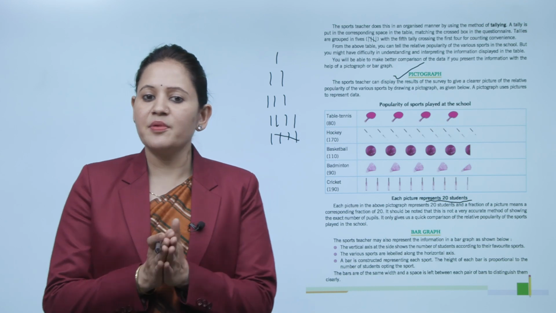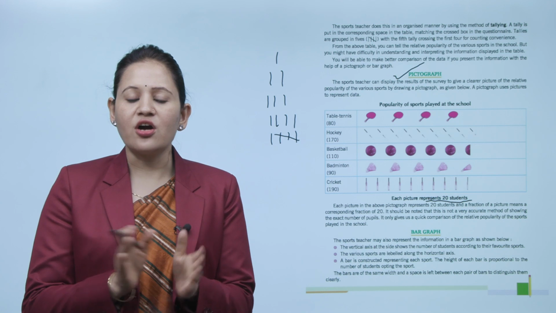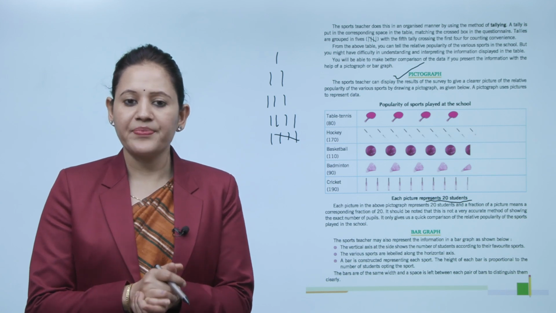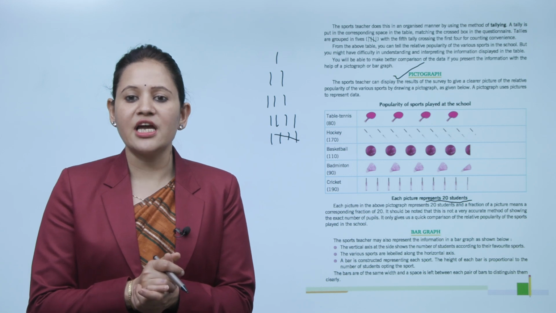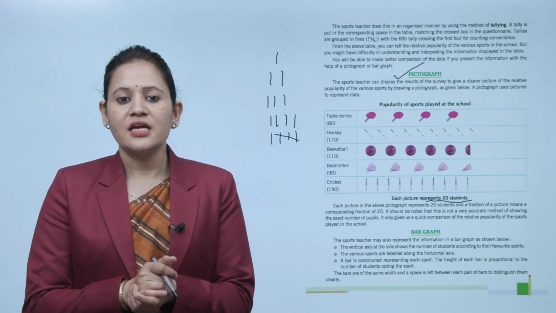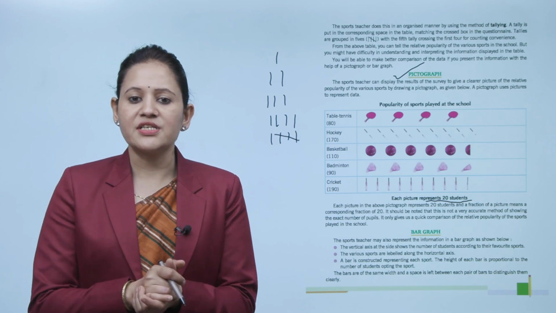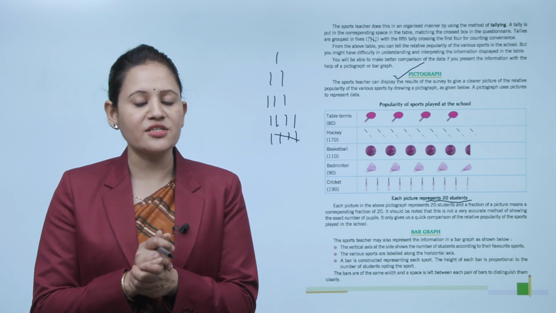Each picture in the above pictograph represents 20 students, and a fraction of the picture means a corresponding fraction of 20. It should be noted that this is not a very accurate method of showing the exact number of pupils. It only gives us a quick comparison of the relative popularity of the sports played in the school.